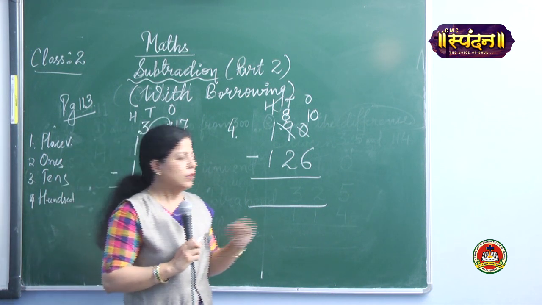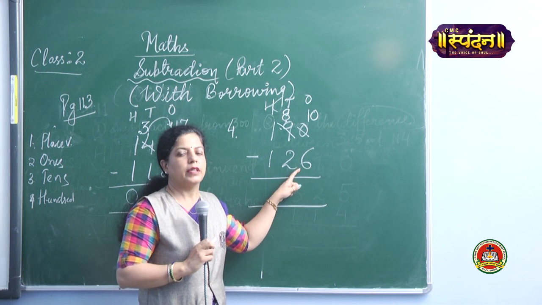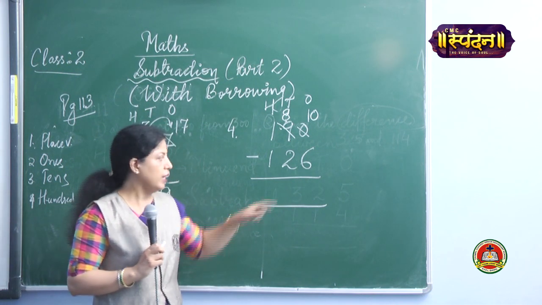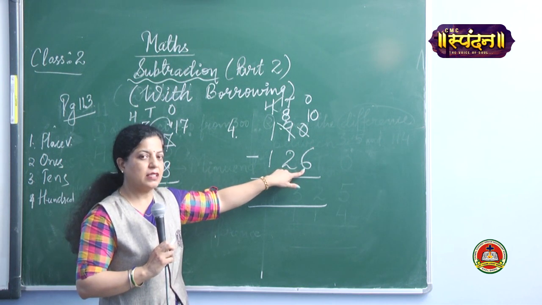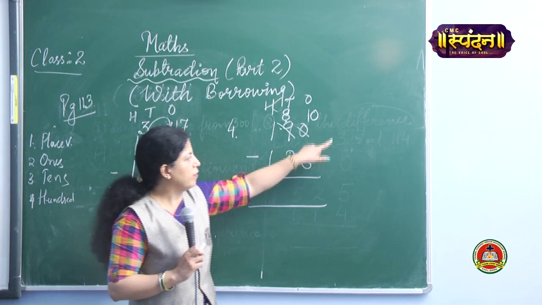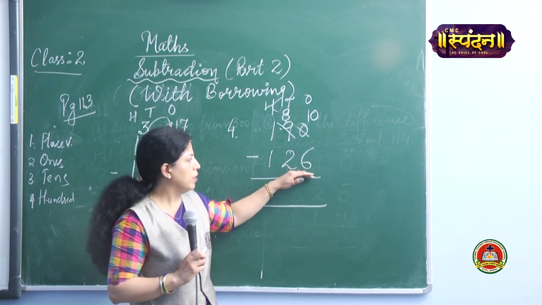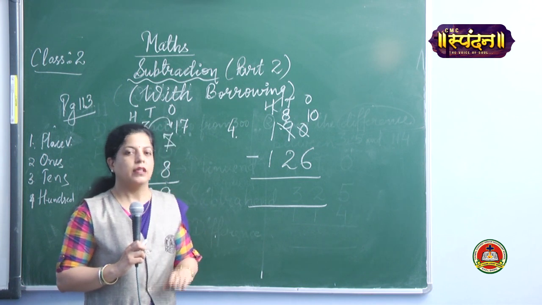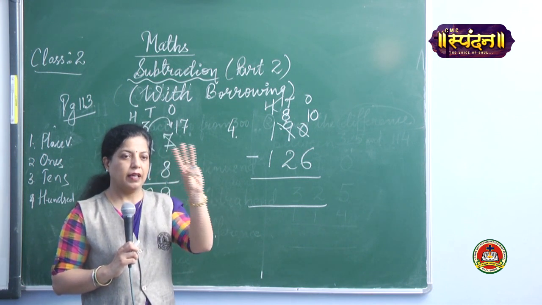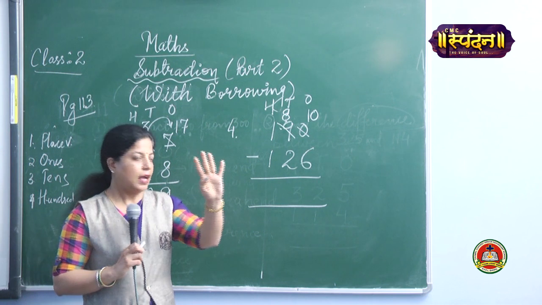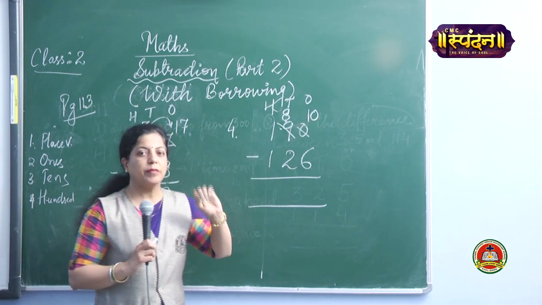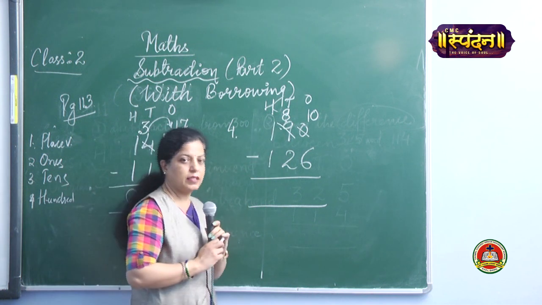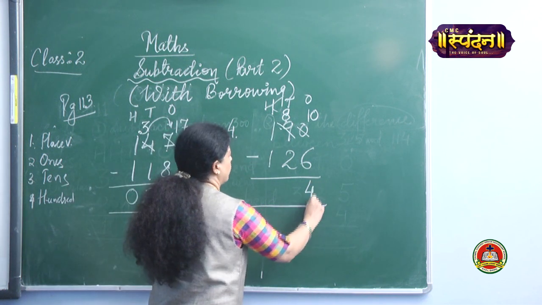So how will I do it? After 6, I'll start counting with the help of my fingers till I get 10. See how? What is the next number after 6? Now we have to do the counting from below to upwards. Like after 6, I'll start counting. 7, 8, 9, 10. I'll stop because I have to subtract from 10. So how many fingers? 4. It means when I subtract 6 from 10, I get 4.